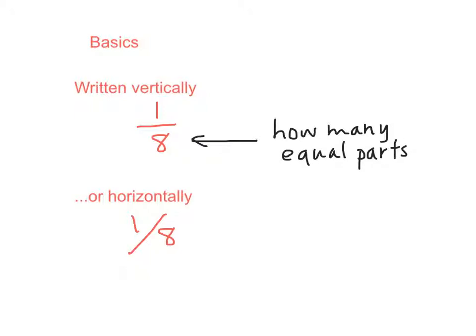So the denominator tells how many equal parts into which the whole is divided. And the top number is the numerator, and the numerator names the parts of the whole. I should say the parts of the whole being considered.